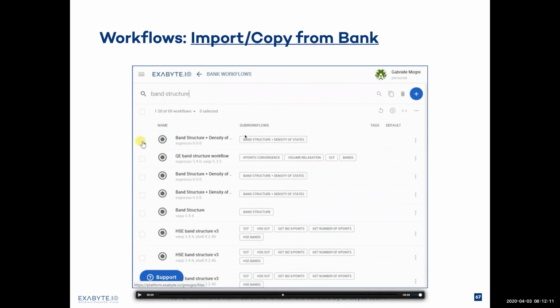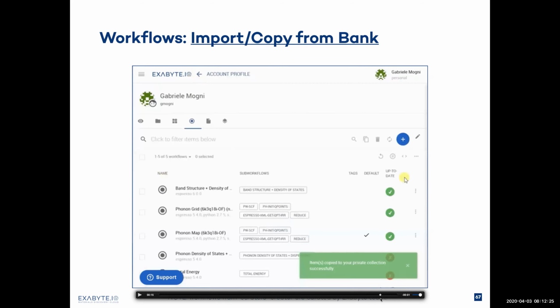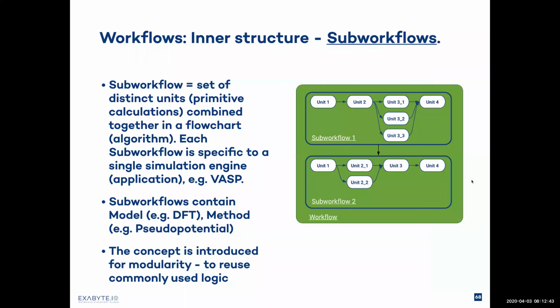We can search for the subworkflow name or tags in case of the account collection. And then we select this workflow item and click on copy. And that's how we can copy this workflow into our private account collection. It's usually handy to start with the workflows that are created by curators, because again, we maintain the quality of these workflows. And if you need to modify it, it's easy to do that using the workflow designer.